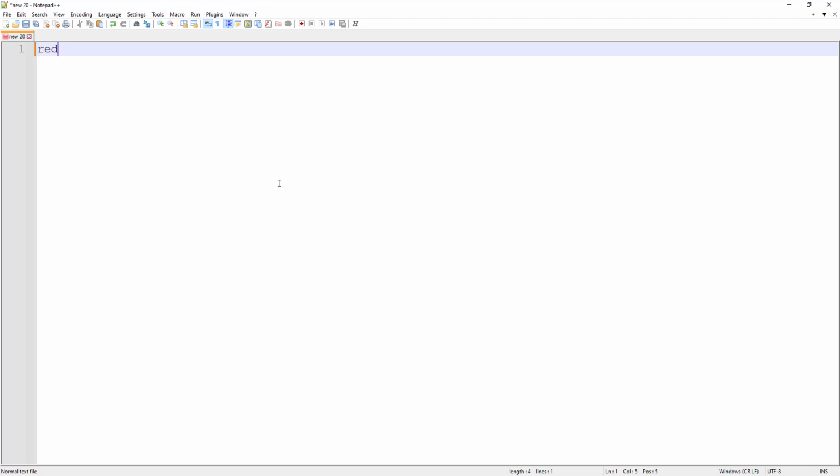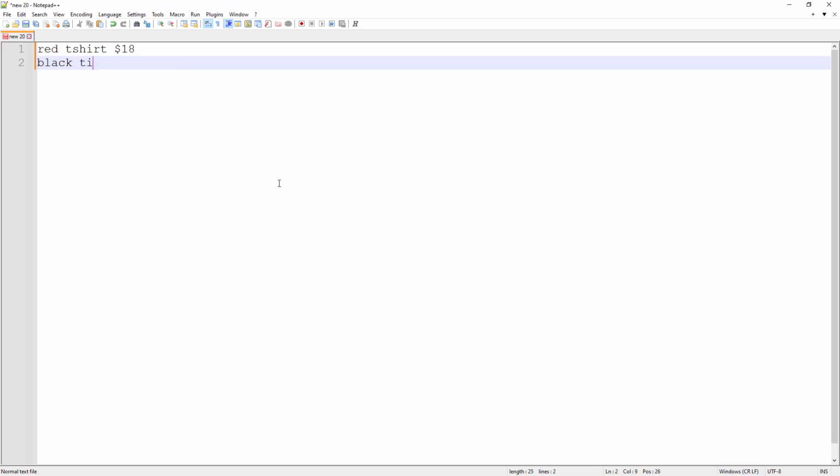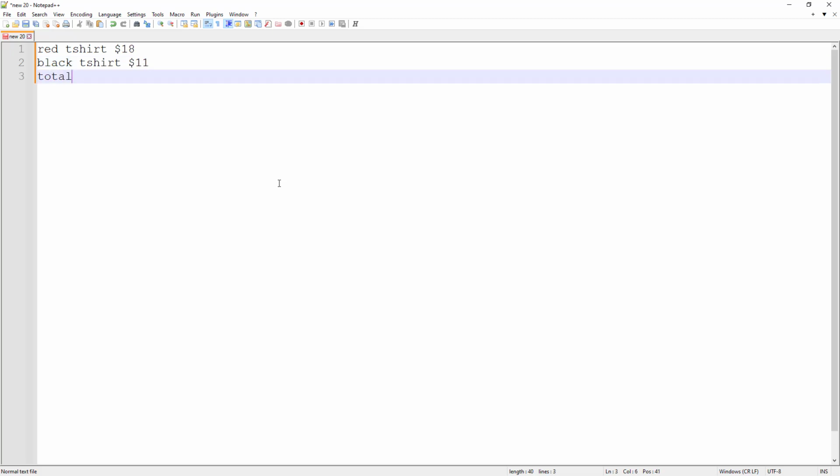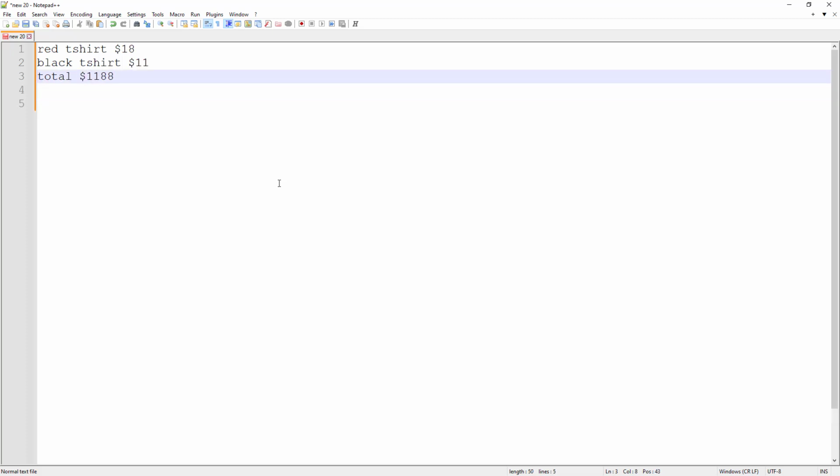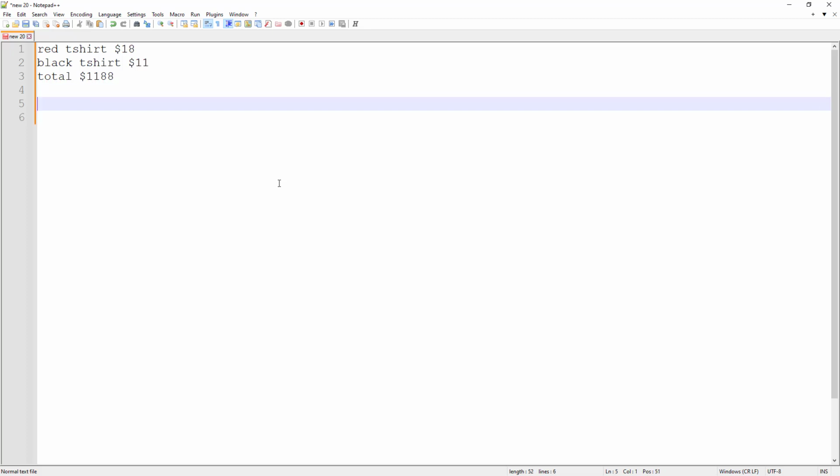So I said the red t-shirt was $18 and the black one was $11, and the total was something like this. So what you can probably do is solve it with trial and error, but as software developers and fancy programmers, we want to do it in a more systematic way.